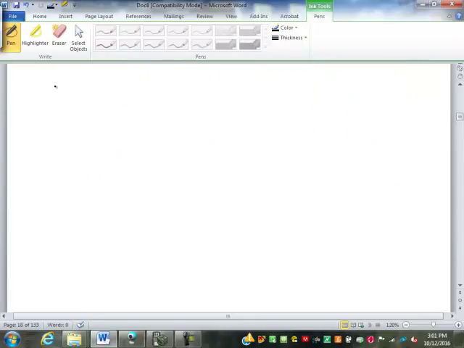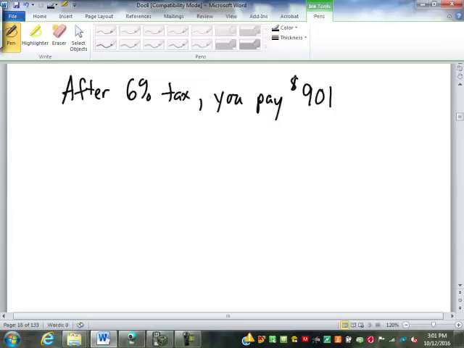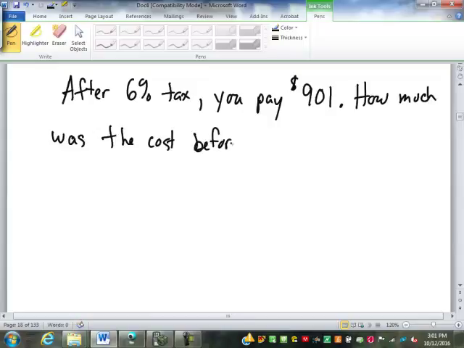So let's say that after 6% tax, you pay $901. How much was the cost before tax? See if you can figure that out in your notes for me quick.